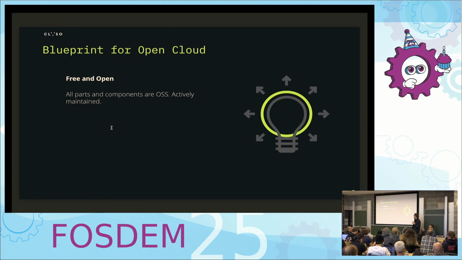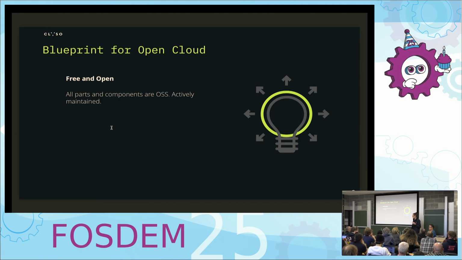Our main goal in this project was to develop a blueprint for open cloud to enable governments and organizations to run their own cloud, to host their own data, and to rely less on hyperscalers. So what do we mean by blueprint here? It is like a distribution or collection of open source projects to host your own cloud. All selected projects should be actively maintained.